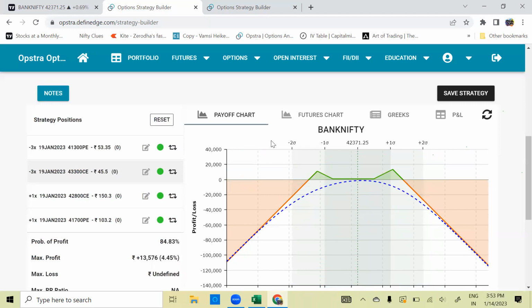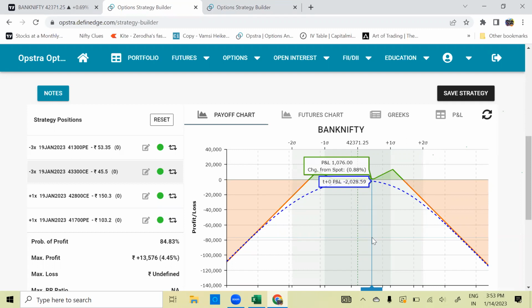Some people also call this a Batman strategy, because it looks like a bat. Some people even call this a butterfly. So there are many names, but you need to understand the rule that we follow. That is the only thing which is important.